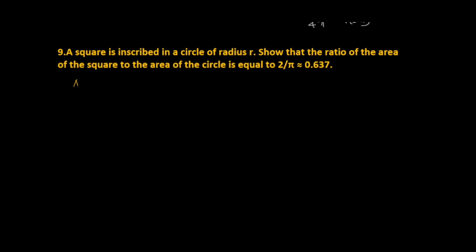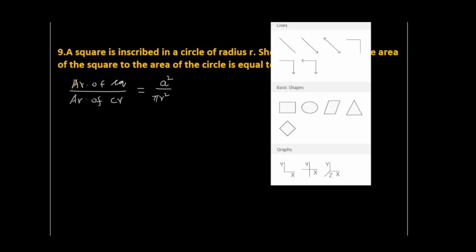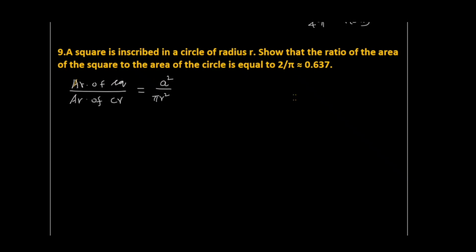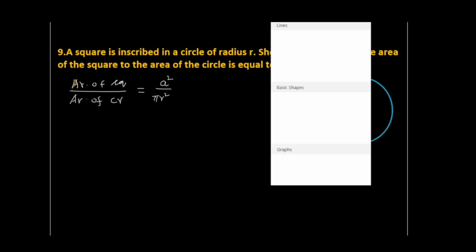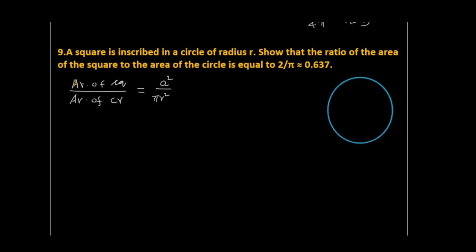We have to find the ratio: area of the square divided by area of the circle. So area of the square is a squared, divided by pi r squared. One is a squared, another one is r squared. We cannot find it directly, so we need to find the relation between the radius and the side of the square. So take a circle and consider a square.